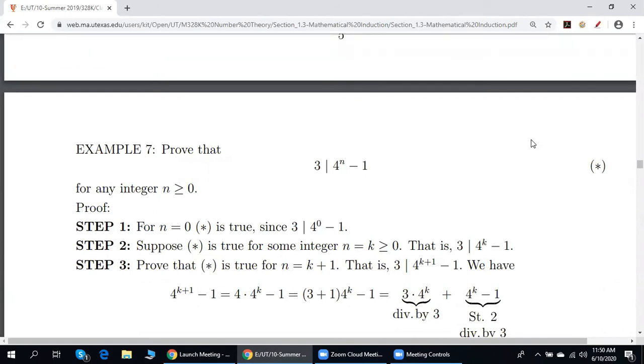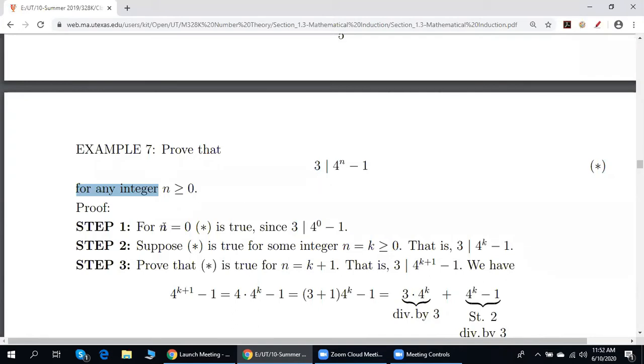Next type of problems. Problems about divisibility. This vertical bar means divides. Prove that 3 divides 4 to nth power minus 1 for any integer n greater or equal to 0. Now, you may ask, what does it mean, 3 divides? 3 divides 4 to nth power minus 1 means the following. 4 to nth power minus 1 can be written as 3 times k, where k is an integer. So, we want to prove that 3 divides 4 to nth power minus 1 for any integer n greater or equal to 0.